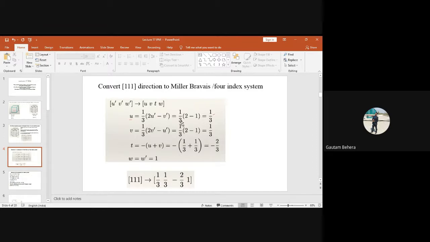So you can see this is 1 by 3. 2 into U dash, 2 into V dash. V dash is 1 again, same. Minus U dash, that is 1 again. So it is 1 by 3 again, right? So T is equal to minus whole bracket U plus V. So already we know U is 1 by 3 and V is also 1 by 3. So minus whole bracket 1 by 3 plus 1 by 3. That is minus 2 by 3.